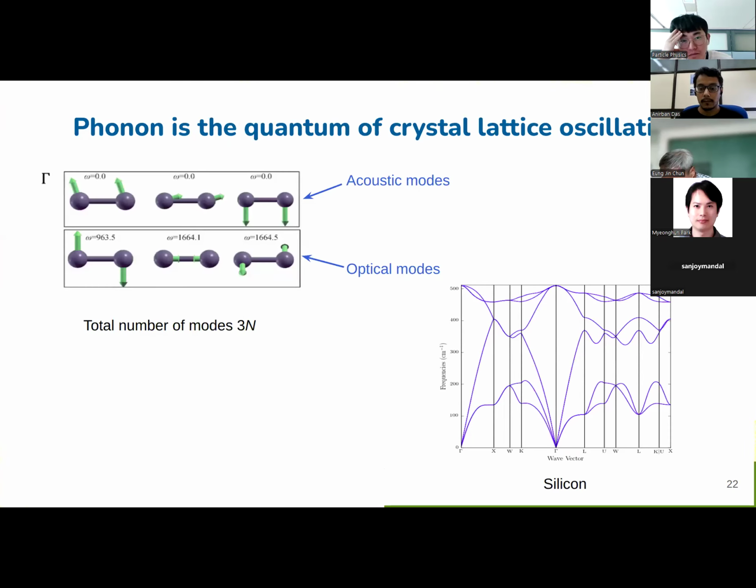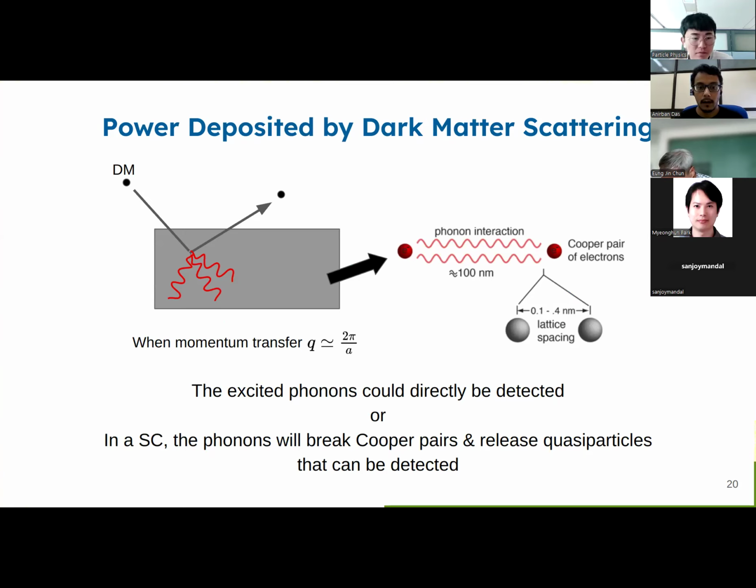What is a? a is the lattice spacing of the system. Typically we'll use either aluminum or silicon, and it's of the order of angstrom. I'm writing this line here because for low mass dark matter, the typical momentum matches well with the typical lattice spacing. So the momentum transfer from the dark matter to the lattice or phonon excitation is very favorable. That's why the phonon is one of the interesting ways to look for dark matter scattering.